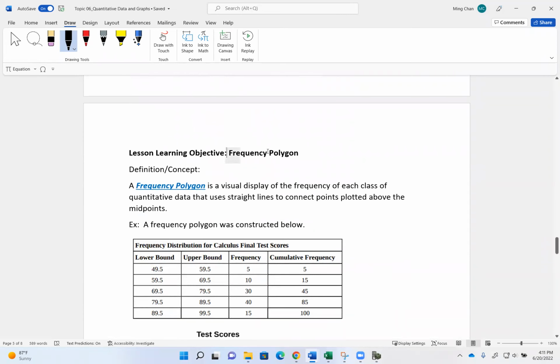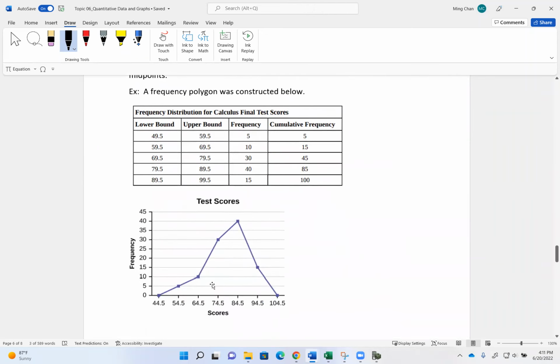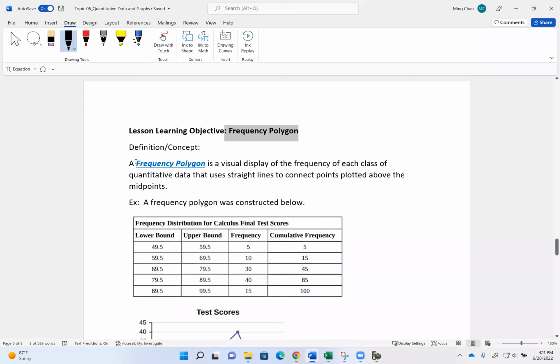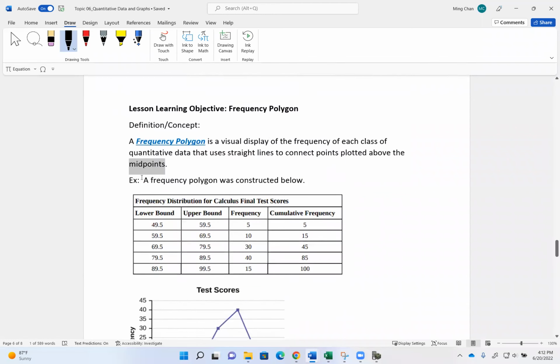Frequency polygon is another type of quantitative graph. It looks a lot like a line graph, but it's not quite the same. A frequency polygon is a visual display of the frequency of each class of quantitative data that uses straight lines to connect the points plotted above the midpoints. That's the key part right here. So these dots are actually located at the midpoint.